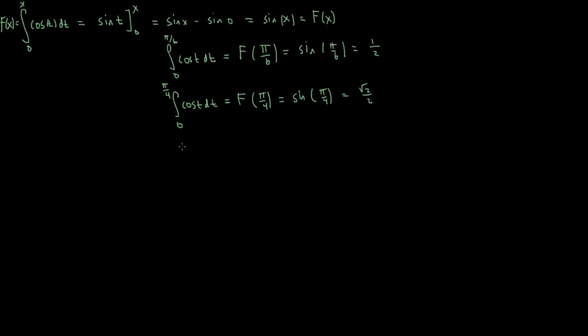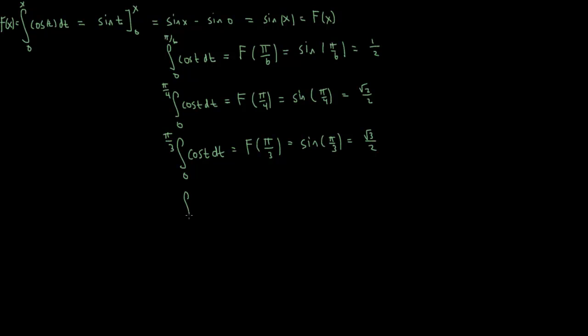What if I wanted to then look at the definite integral from 0 to pi over 3 of cosine t dt? Well, I know that's capital F of pi over 3. So that is equal to sine of pi over 3, which is equal to root 3 over 2.